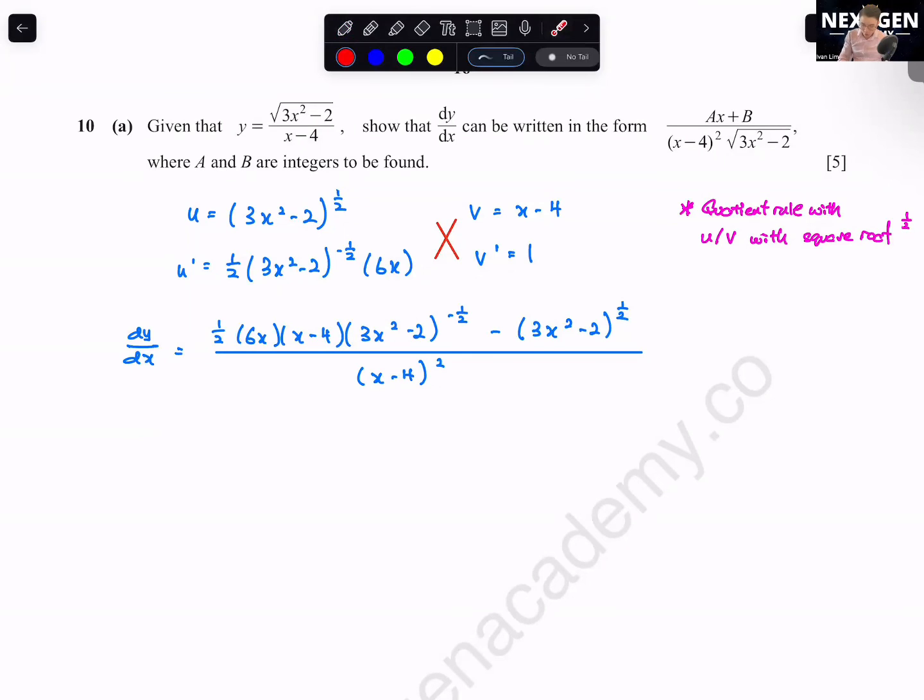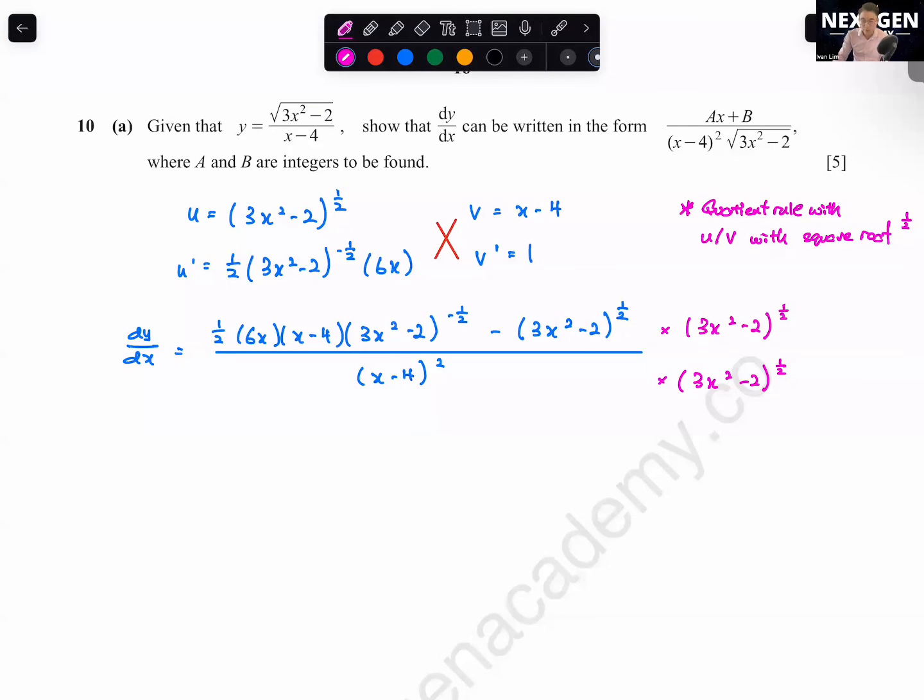Okay, what you're going to do, you see there's the term that is power 1/2, right? The easiest way, you multiply both your numerator, so your entire numerator and your denominator, by this value itself. Okay, how to multiply? Like that. You multiply the whole up here by 3x squared minus 2 to the power of 1/2. At the bottom here also, you multiply by 3x squared minus 2 power 1/2.